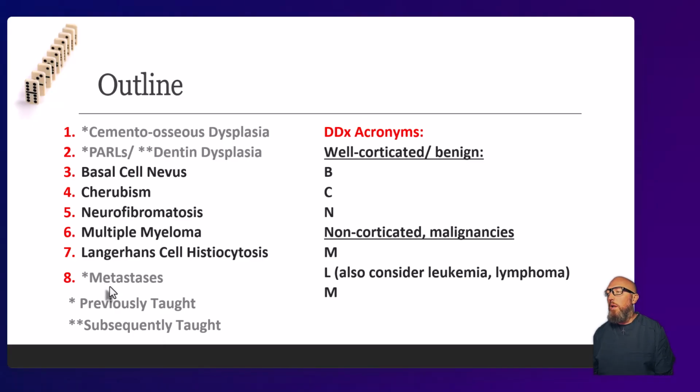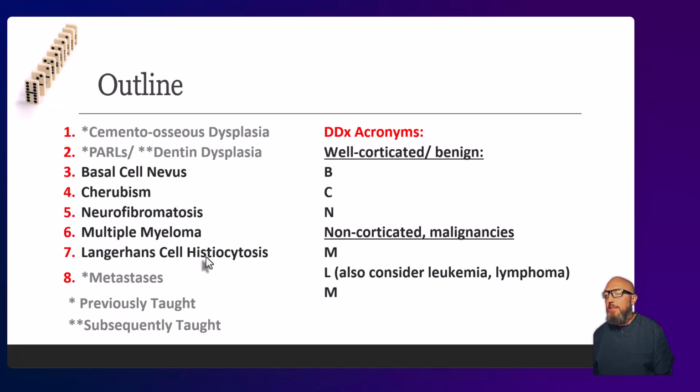And those are our well-corticated lesions. Very benign, very well corticated. These ones look well defined, but are not corticated. And so this is a little tricky because we usually think of well-defined lesions as being benign. But in the case of multiple myeloma and Langerhans cell histiocytosis, those are well-defined, but they're mostly non-corticated, kind of our punched-out lesions. And those I consider malignancies. There is a benign version of Langerhans, but I go ahead and lump it with malignancies.